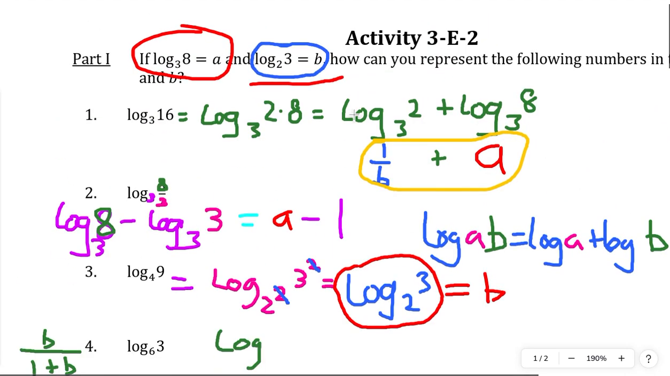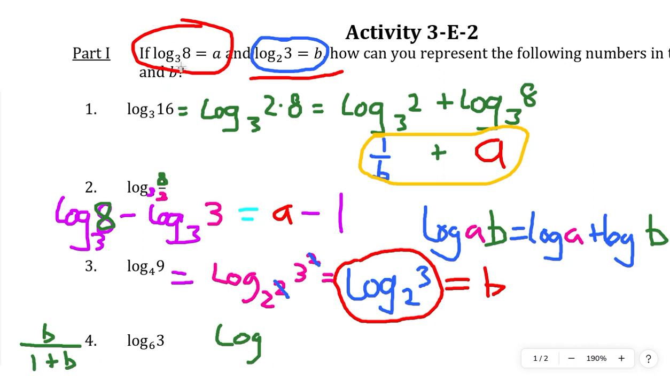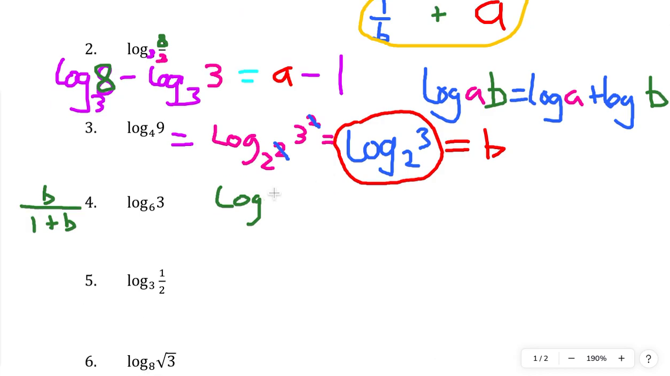Okay, so for number 4, again, A has a base of 3 and B has a base of 2. 6 is none of those. But we could make it 3 if we switch the base and the argument. So we could say that log of 3 base 6 is the same thing as 1 over log of 6 base 3. Now, why in the world would I do that? Yeah, exactly, right? So why? Because it seems like you're making it worse. What are you doing? It was so close before. Now we have fractions.